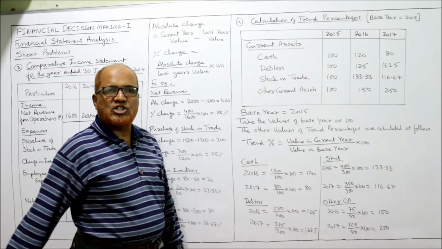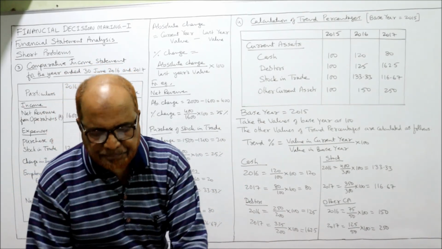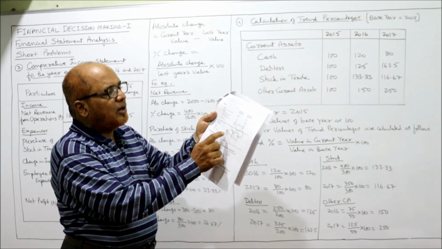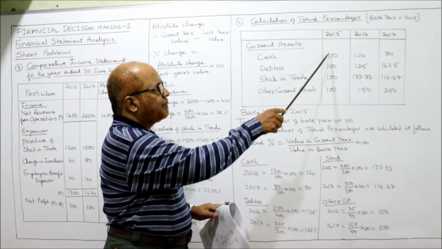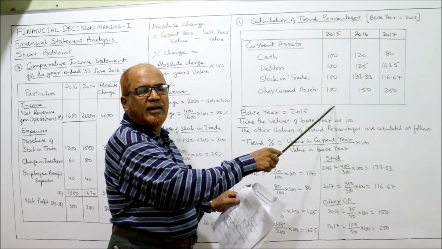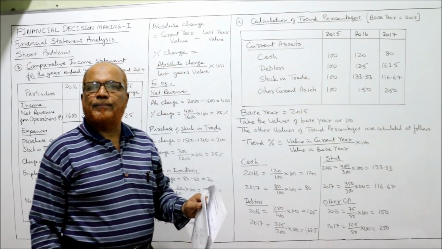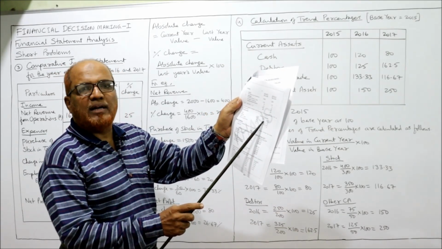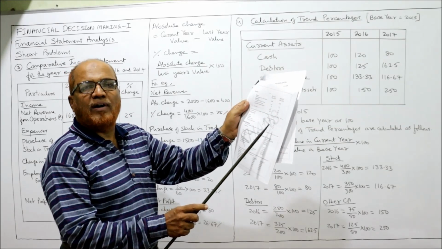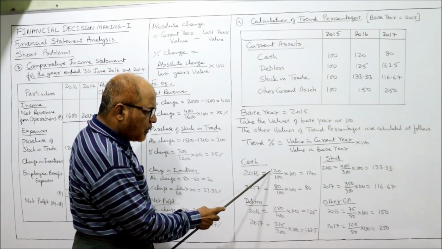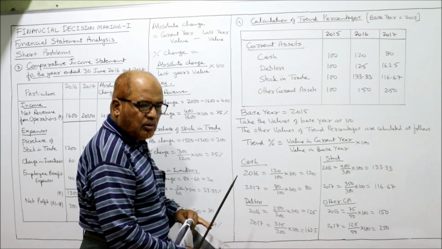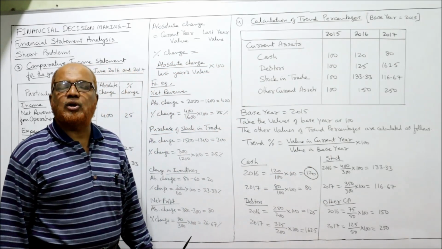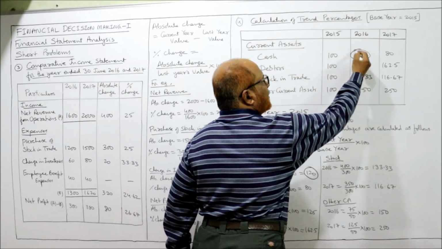For example, first one is cash. Now come to the original problem. For 2015 all values we have taken 100. Now we need 2016 and 2017. So 2016, what is the cash? 120. So current year cash is 120, base year cash is 100. So 120 by 100 into 100 is 120. This is the trend percentage for 2016, so here I have taken 120.